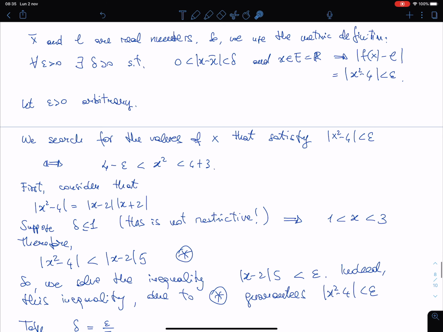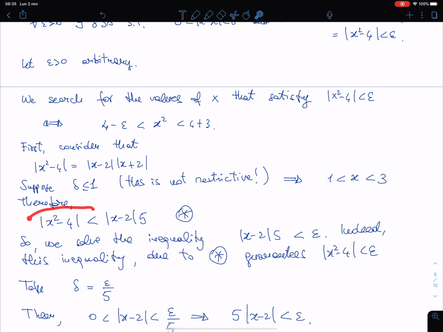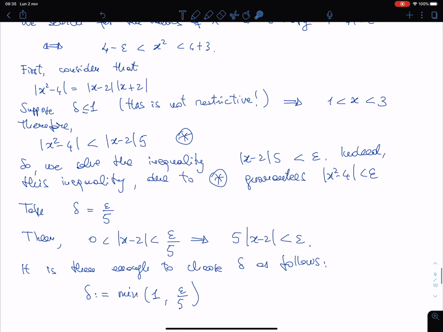When delta is taken as the minimum of these two, then we have the two conditions fulfilled. The first one is this asterisk that allows us to pass from a quadratic inequality to a linear inequality, so it is much simpler. And the second gives us the possibility of writing this. Okay, so we have to consider both.